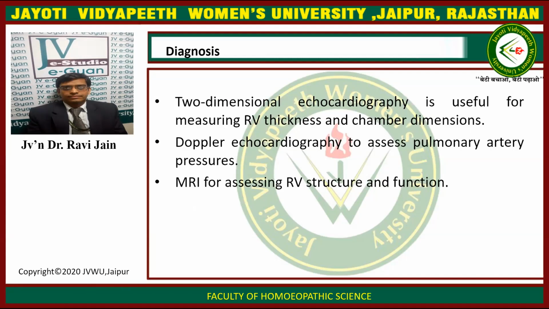The other diagnostic features include two-dimensional echocardiography, that is 2D echo. It is useful in measuring right ventricular thickness and chamber dimensions. So 2D echo will be helpful for the measurement of right ventricular thickness and chamber dimensions. Doppler echocardiography to assess the pulmonary artery pressure. So we can do the Doppler echocardiography to assess the pulmonary artery pressure. MRI can be done for assessing right ventricular structures and functions. So MRI can also be done.